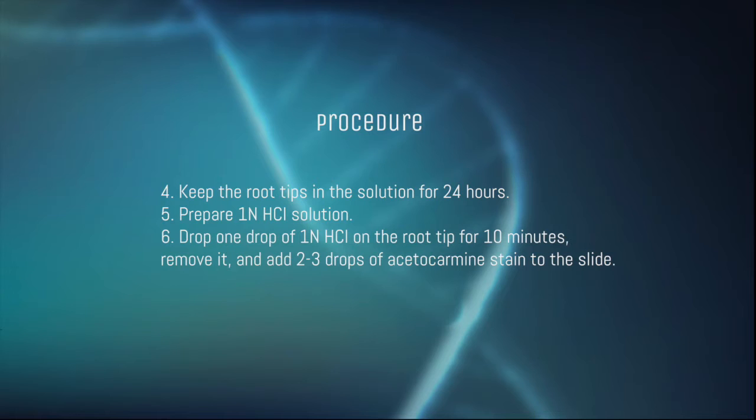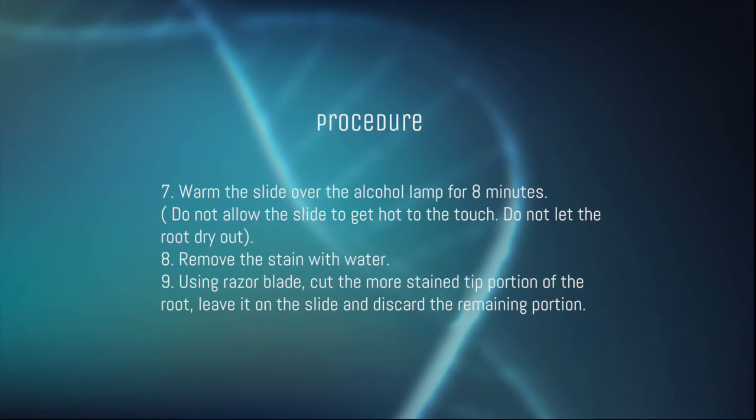Remove it and add 2 to 3 drops of acetylcarmine stain to the slide. Warm the slide gently over the hot plate for about 8 minutes. You shouldn't allow the slide to get hot to the touch. Remove the stain with water. Then, using a razor blade, cut the more stained tip portion of the root, leave it on the slide, and discard the remaining portion.